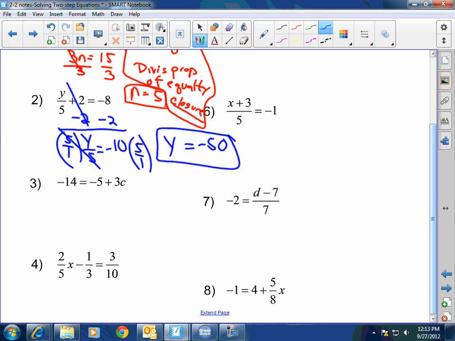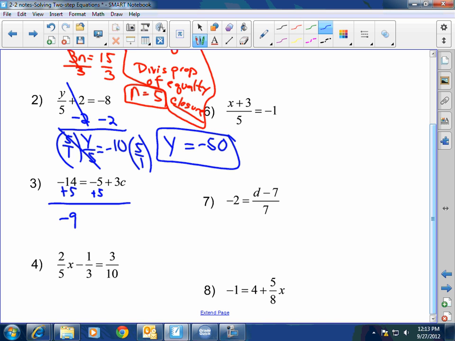Okay, I have negative 14 equals negative 5 plus 3c. What do I do first? You're going to get rid of this negative 5, so you're going to add 5 to both sides, using the additive inverse and the addition property of equality. What do I have left now? Left to right.